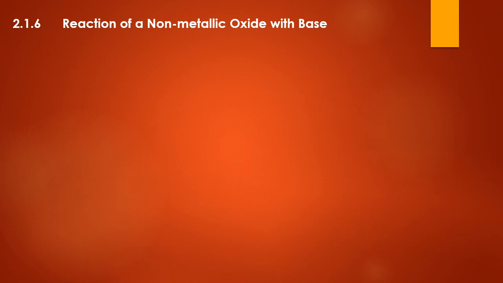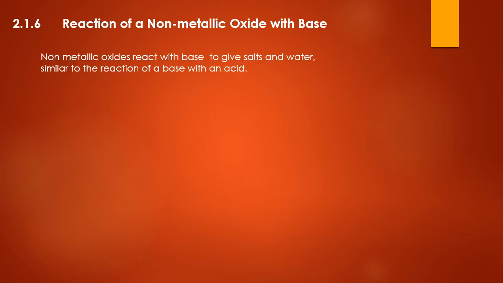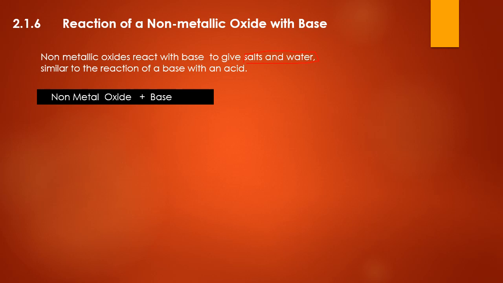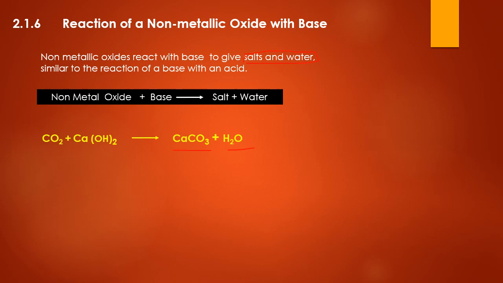Reaction of non-metallic oxide with base. Non-metallic oxide reacts with base to give salt and water. Again, same reaction as in the case of base and acid. This is the general equation of non-metal oxide and base. When reaction is occurring between them, we get salt and water. CO2, non-metal oxide. Ca(OH)2, base, and we get CaCO3 plus H2O, that is calcium carbonate, salt and water.